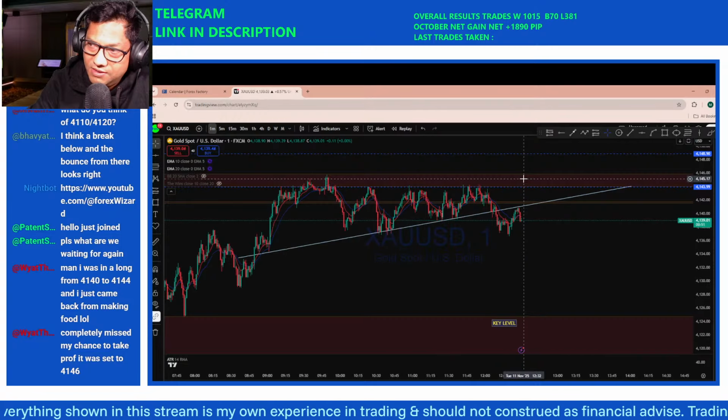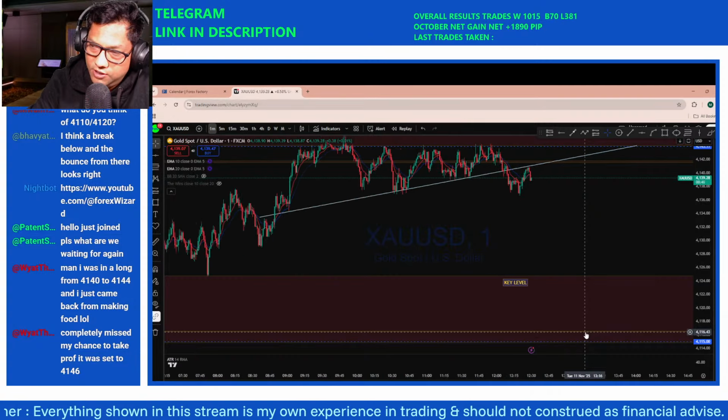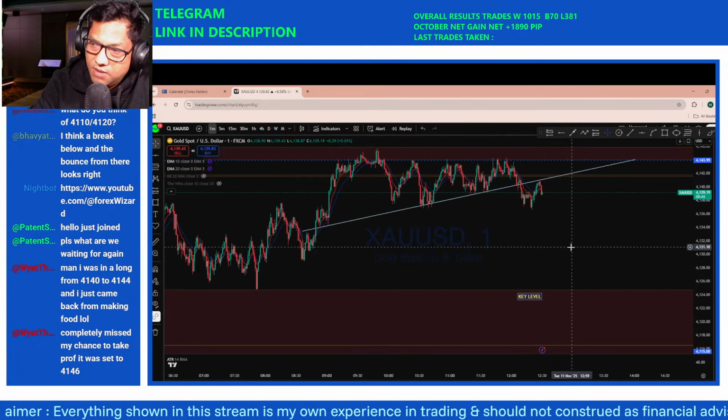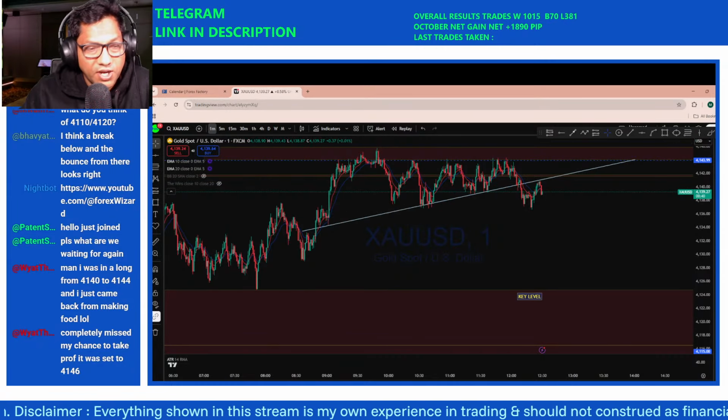Therefore, to break this high, you need the market to break this low here to gain bigger momentum. Then we can look for a bigger trade setup. So the bigger trade setup is the key.